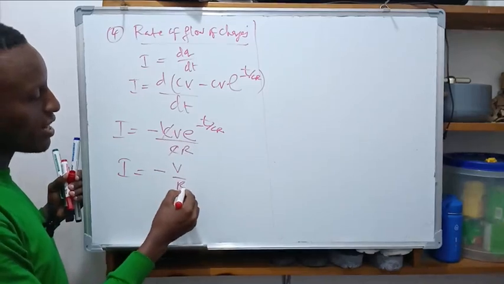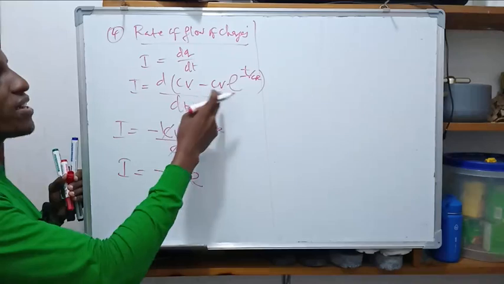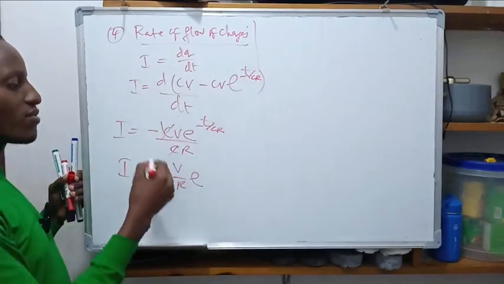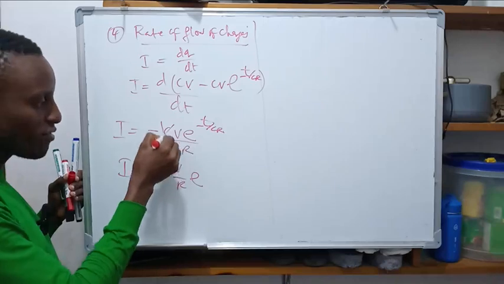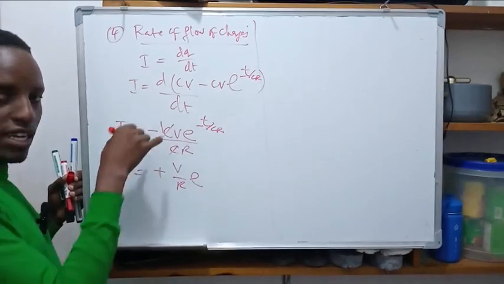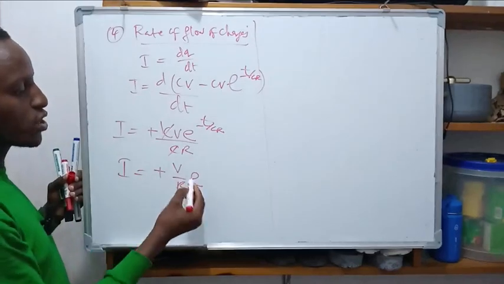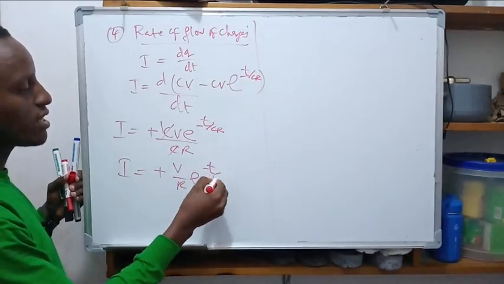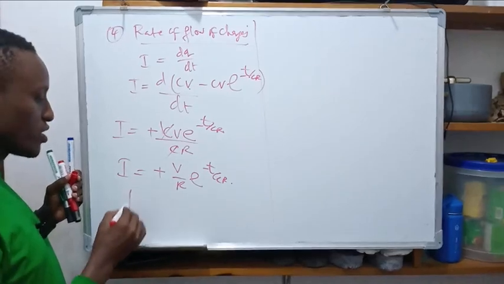So the current will be V over R times e to the negative t over CR. This one was negative, and this one coming down is negative, so it becomes positive. We are differentiating with respect to time, so it becomes positive here. So the rate of flow of charges will be equal to this; now its nature.